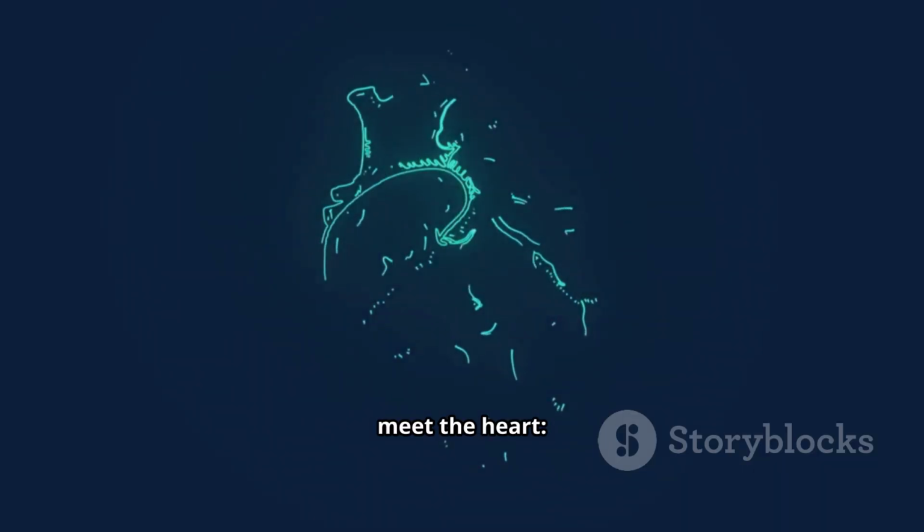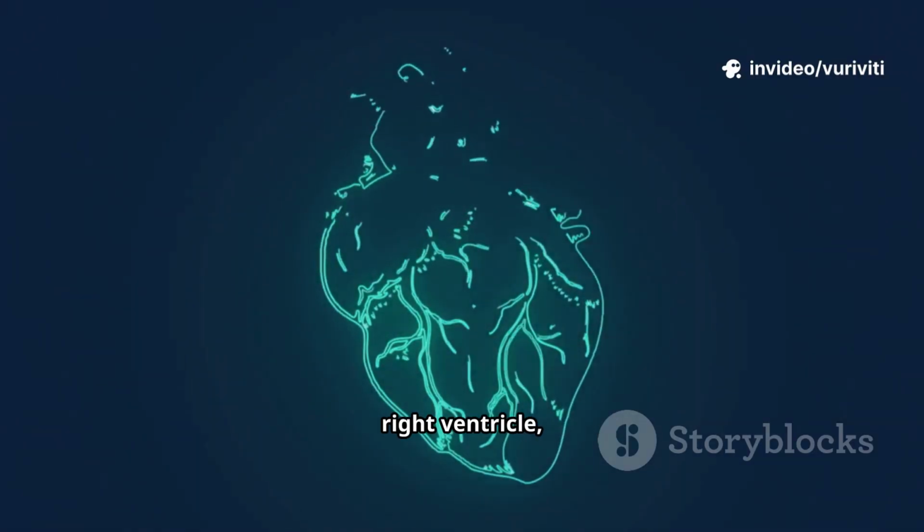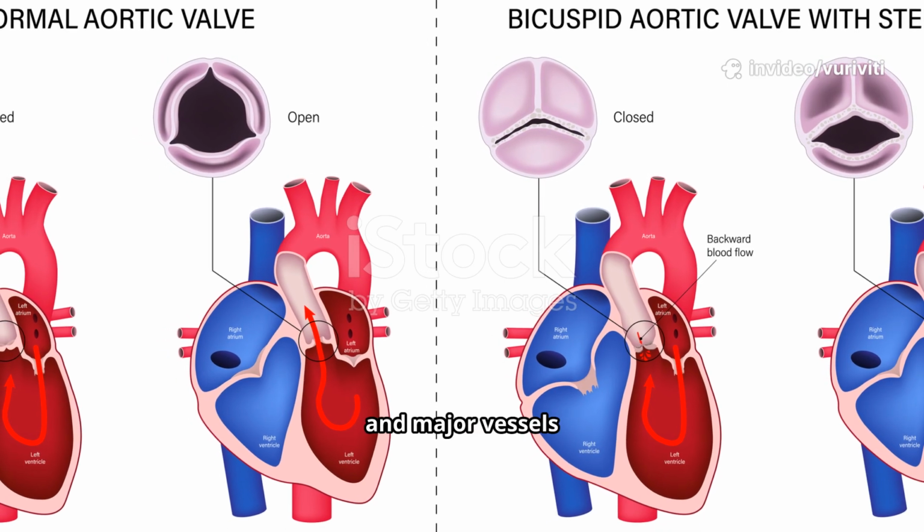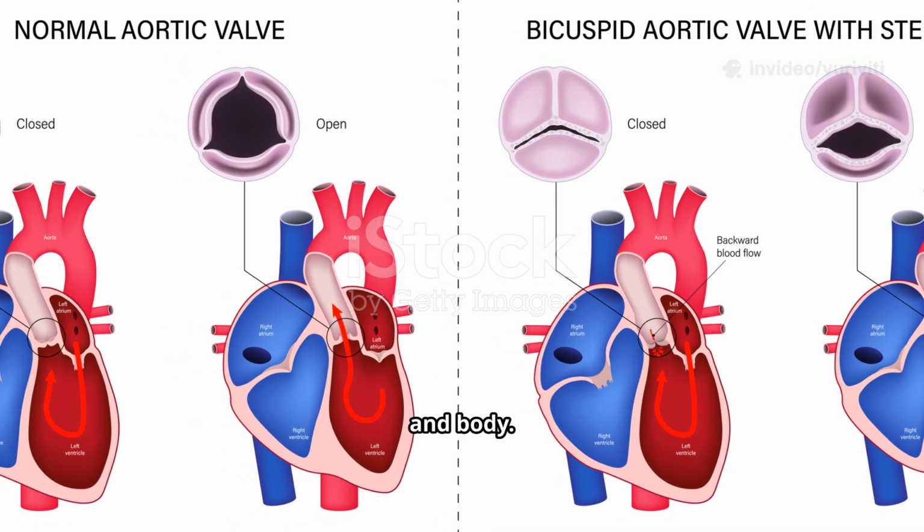First, meet the heart. 4 chambers: right atrium, right ventricle, left atrium, and left ventricle. Valves guide one-way flow and major vessels connect heart, lungs, and body.